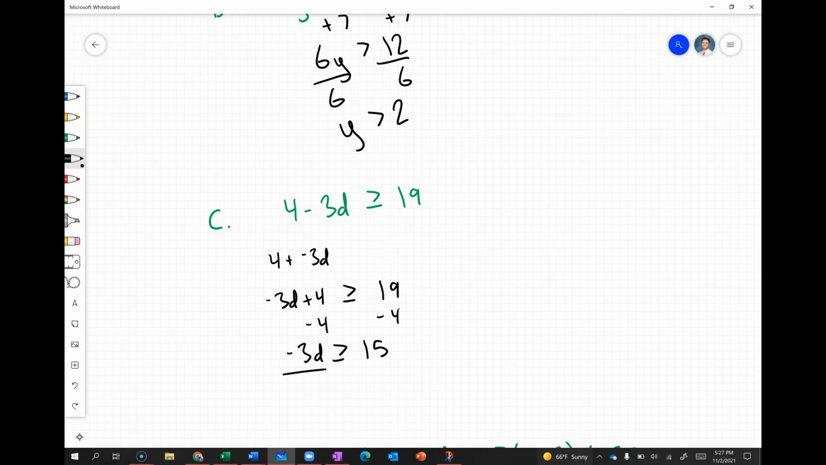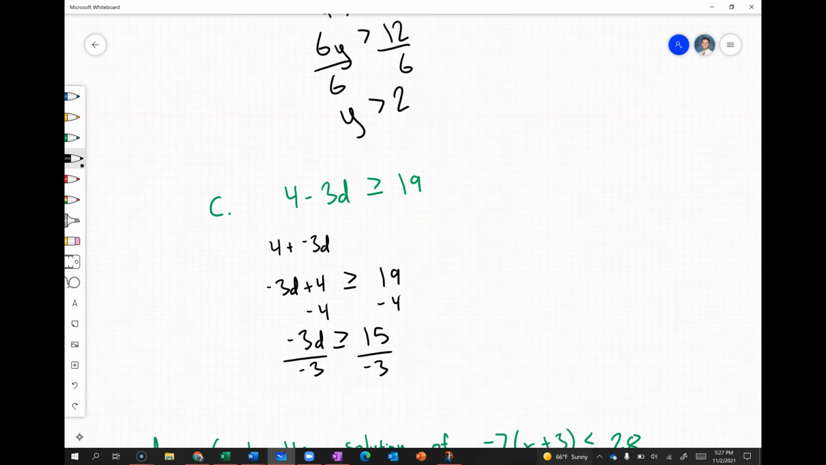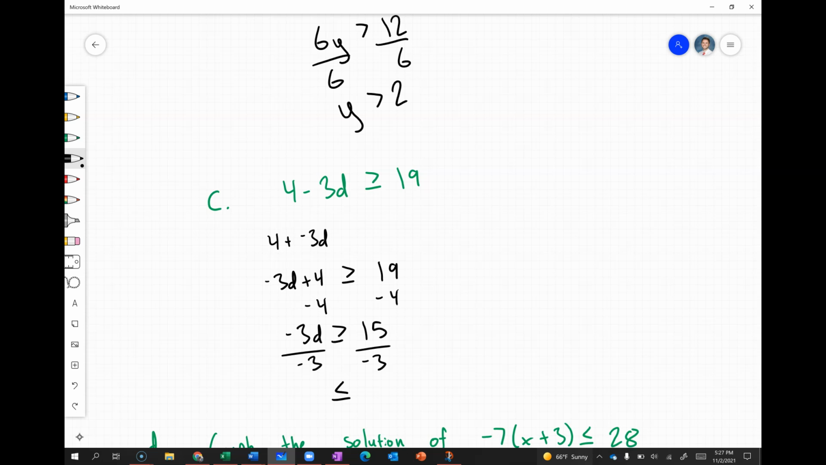And we divide both sides by -3. Again, we divided by a negative number, so we need to reverse the direction of our inequality sign. So it becomes less than or equal to, and d is less than or equal to -5.